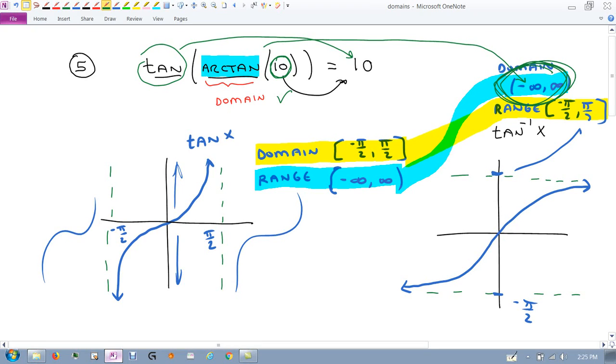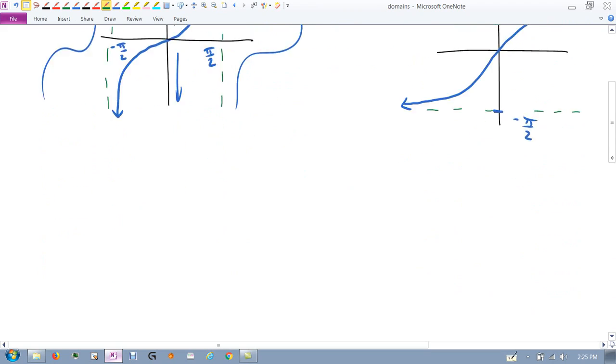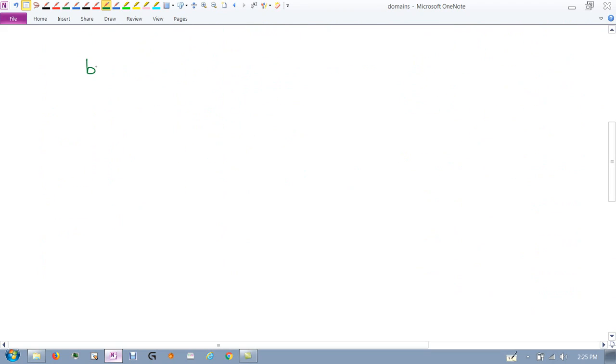And the key is that the domain of the arctan is everything between negative infinity and infinity. Now I believe on the next one we'll kind of see what I mean. This was part A. Let's look at part B. We're looking at arc sine of 7 pi over 3.